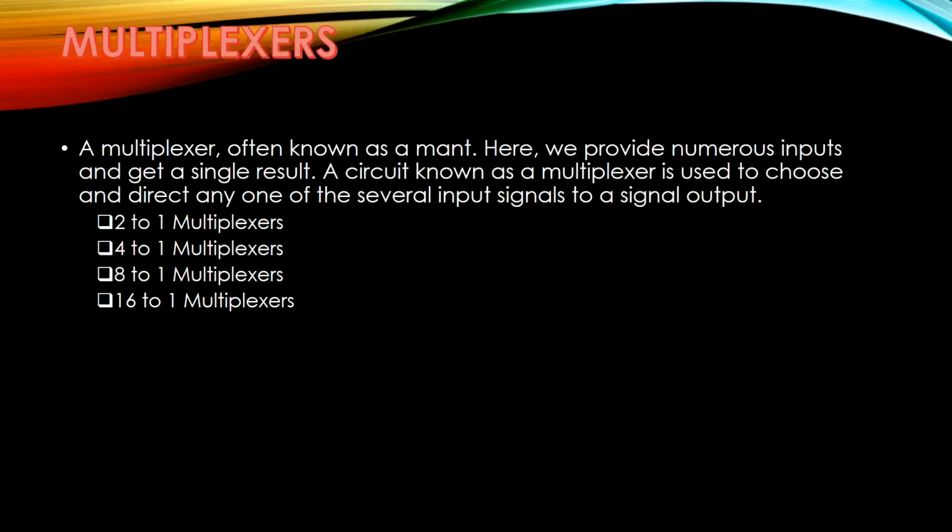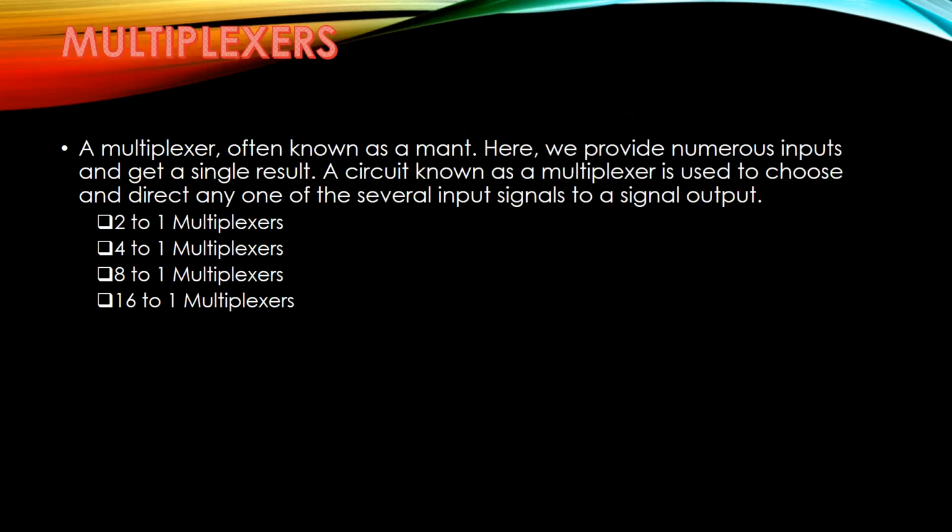Everyone. In this class, I'm going to discuss multiplexer, demultiplexer, encoder, and decoder. First one, multiplexer. A multiplexer is a combinational circuit which has multiple inputs and a single output. So, no matter what the number of inputs is, the number of outputs is always equal to 1.